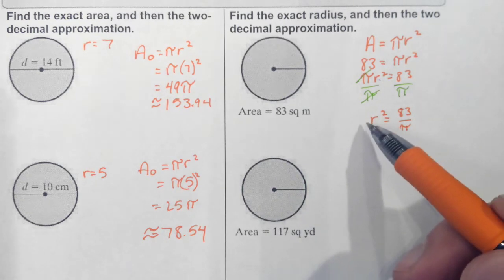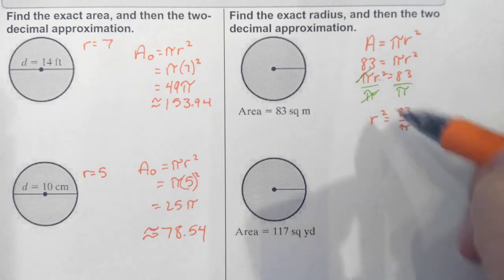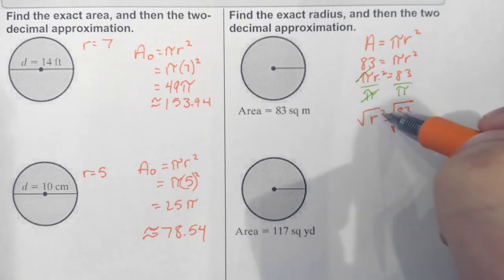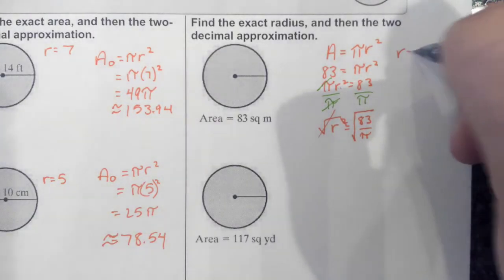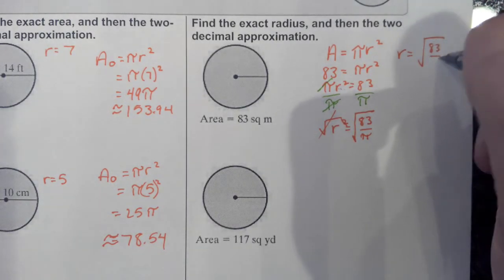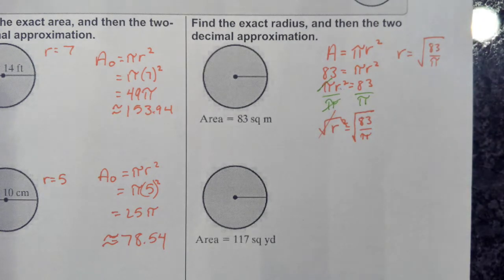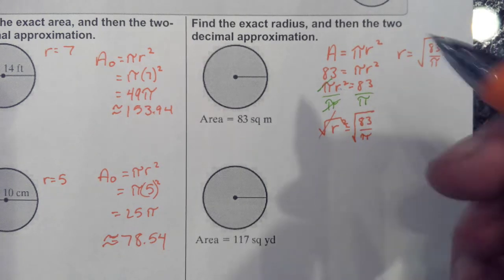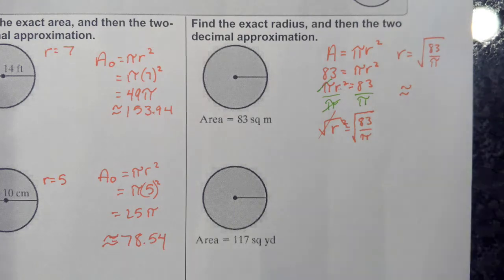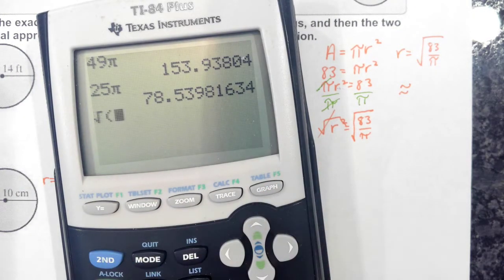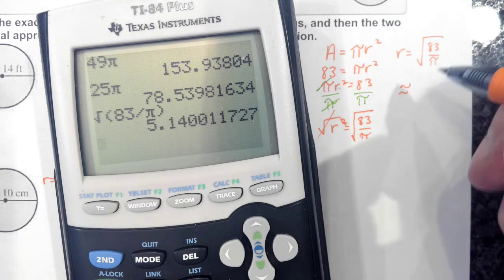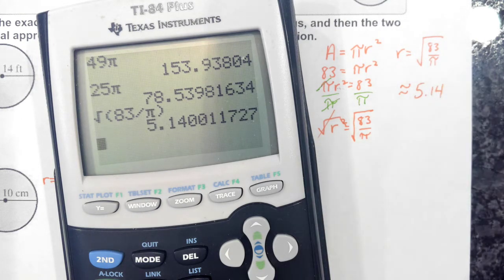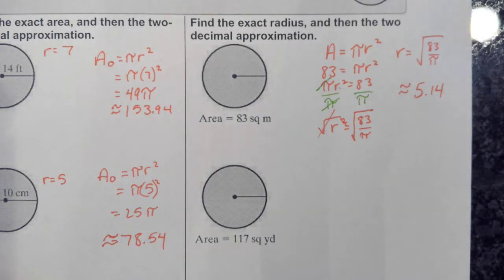And then to get r by itself, you would take the square root of that. So square root and square cancel each other out. And it looks like the exact answer is the square root of 83 over pi. Which, I mean, that's not very helpful. Like, what does that even mean? I don't know. But the two decimal approximation will. So we'll type that one in. It's the square root of 83 divided by pi. Close that parenthesis. It's about 5.14 for a radius. So that's how you do a problem like that.